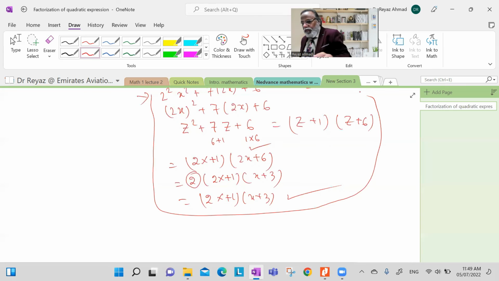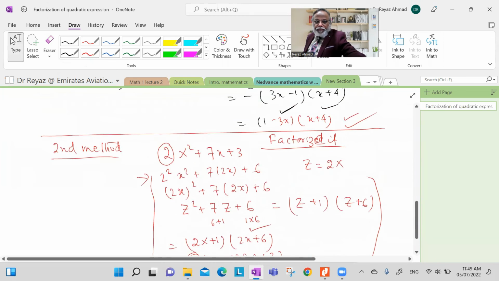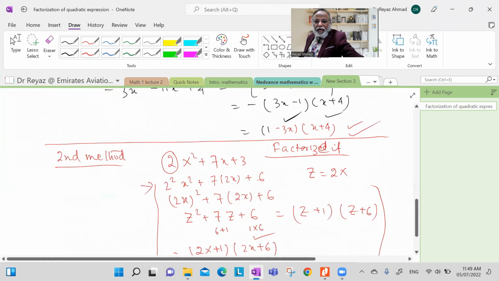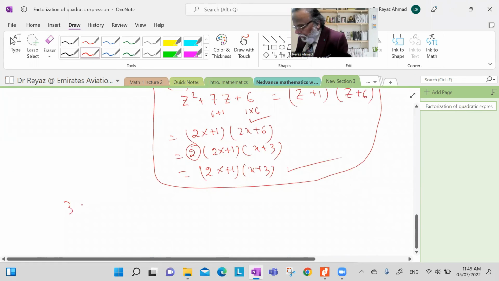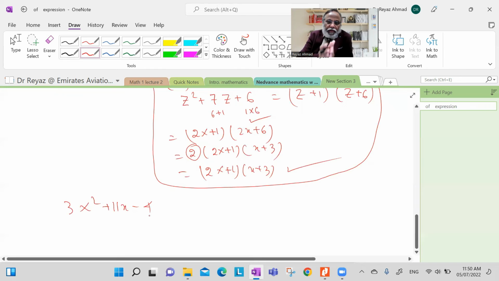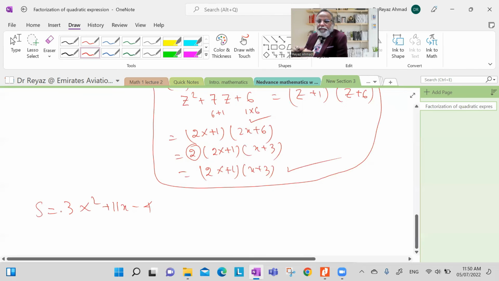Okay, so I am going to give you one more example, which is here. 3x squared plus 11x minus 4. To be more mathematical, I gave you the earlier one without letting you get complicated. Now I'm going to give this problem in a more methodical way. I will assume this as, for example, S. I'm going to factorize S.